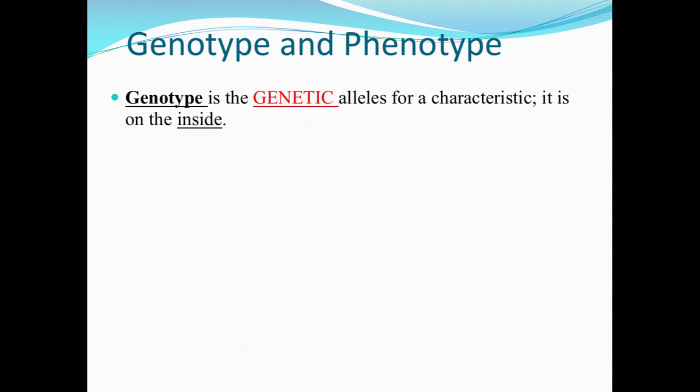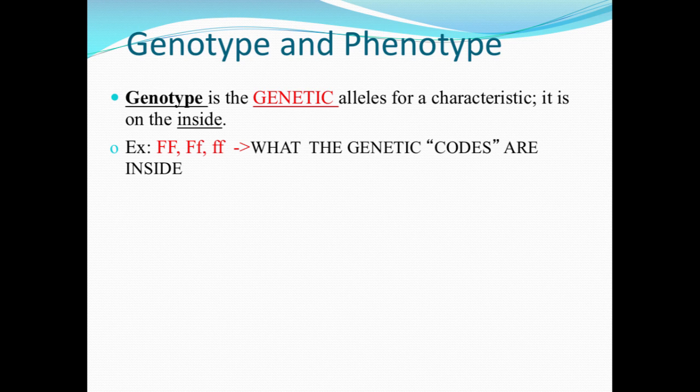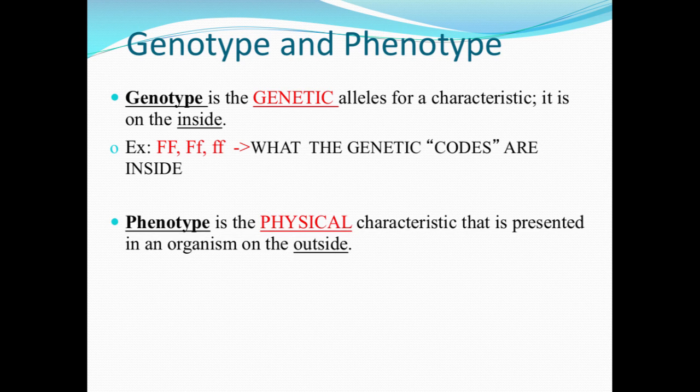So let's talk about the difference between genotype and phenotype. This was definitely a review from 7th grade, but it's so confusing and important that you understand. The genotype is the genetic alleles for the characteristic. It is on the inside, meaning I can't look at you and see your genotype. Okay, so an example of a genotype is big F, little f, little f. Those are genotypes. If I say, oh, you're homozygous recessive, you're homozygous dominant, you're heterozygous, those are genotypes. They're what codes for what's going to happen.